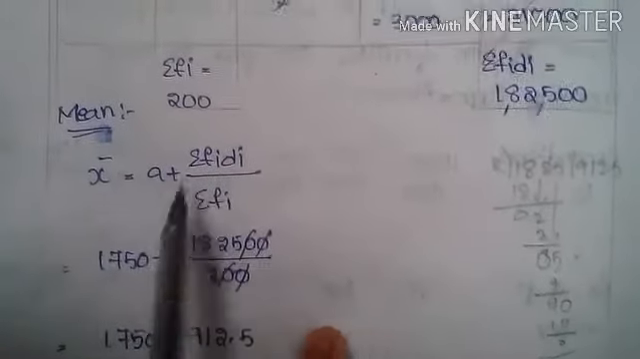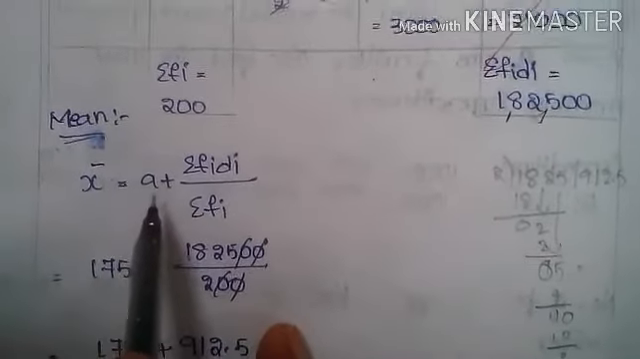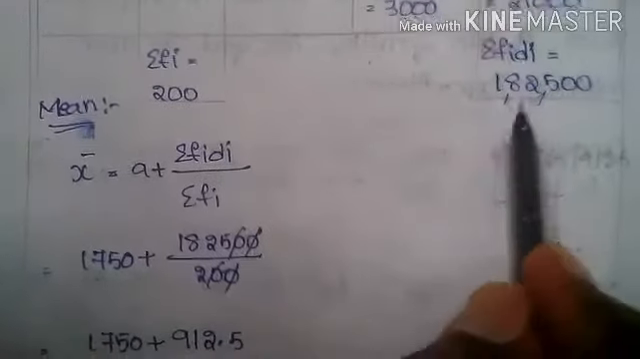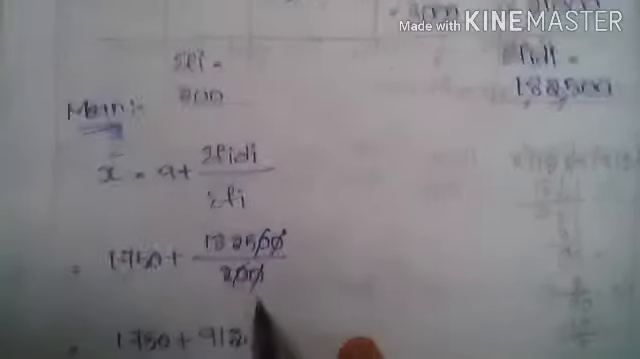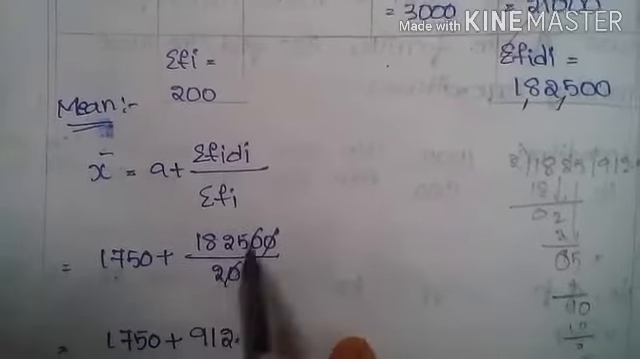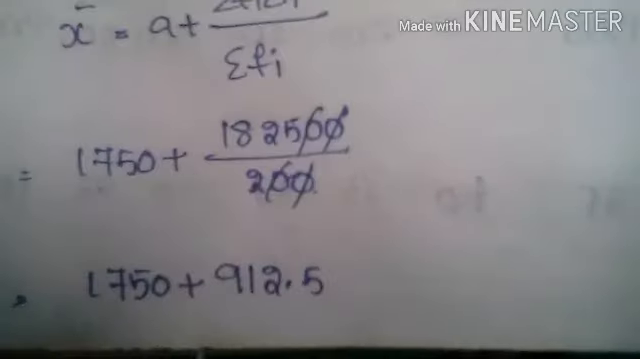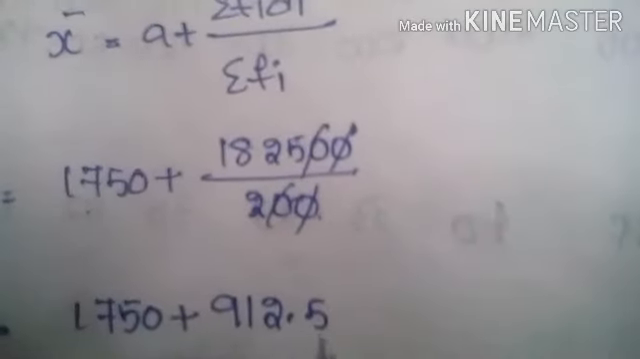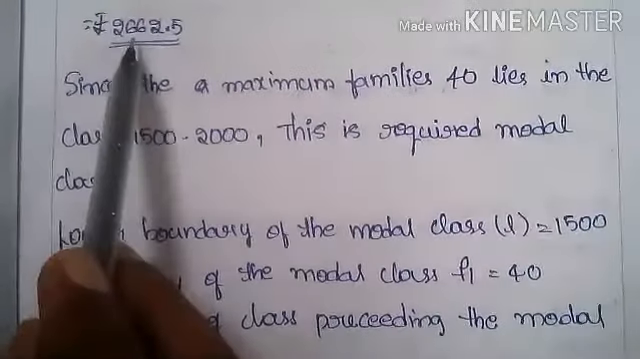So I am taking the assumed mean method. X bar is equal to A plus sigma f of i d of i by sigma f of i, where A is equal to 1750. We'll get 1,82,500 by 200. Zeros can be cancelled. We'll get 1825 by 2. So 1825 divided by 2, I'll get 912.5. So I'm writing 1750 plus 912.5.